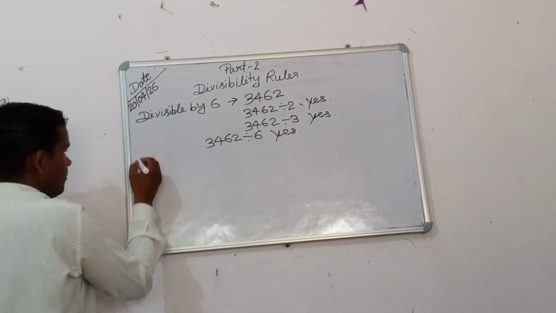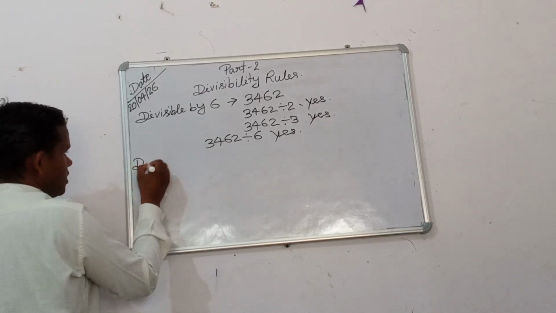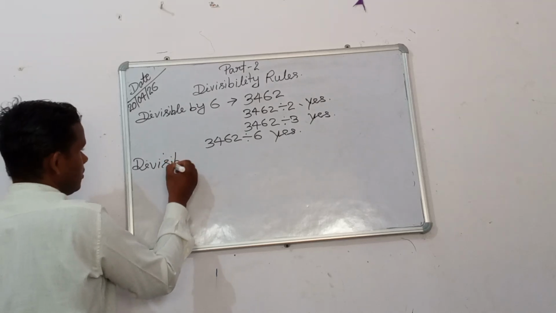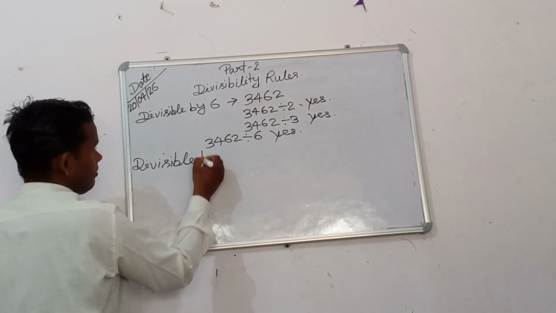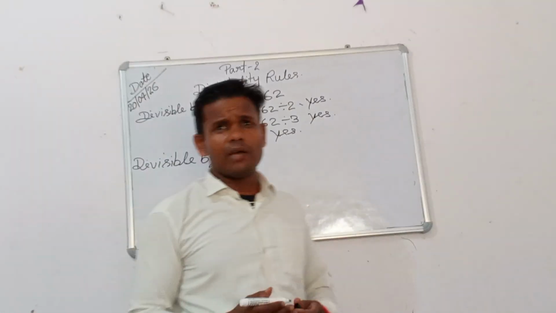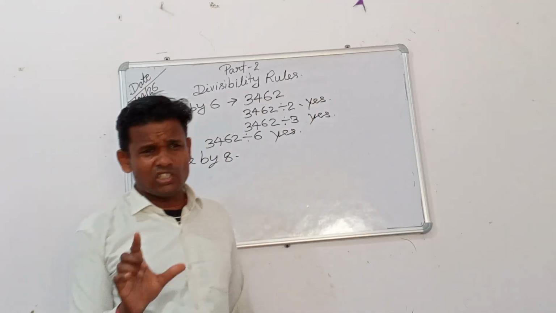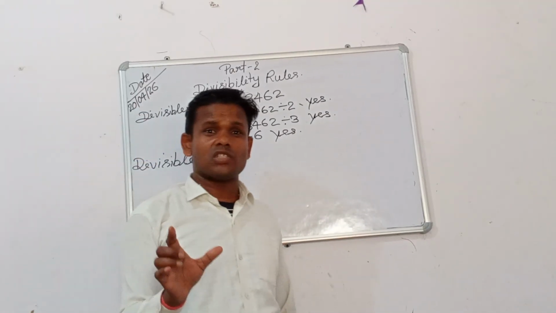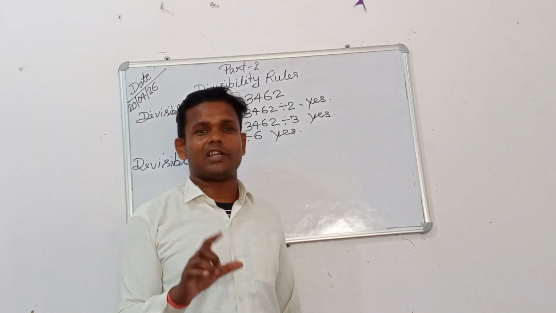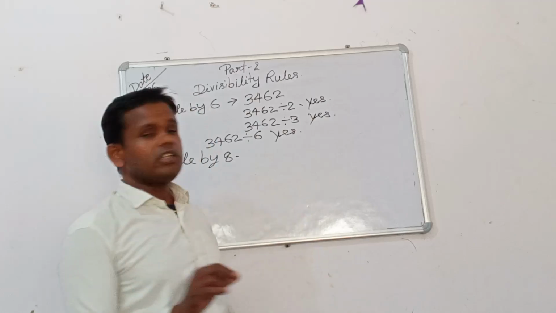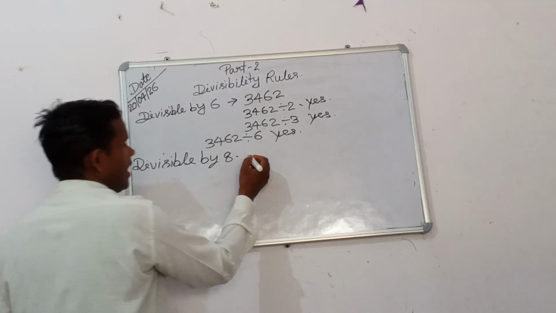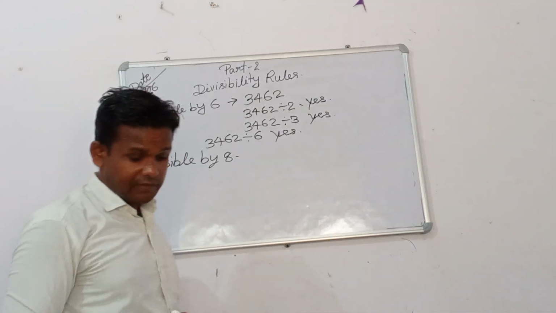It is clear. Here we try to understand divisibility by 8. Observe the number. If the last 3 digits of a number are 000, or the last 3 digits are completely divisible by 8, then the given number is completely divisible by 8. Here we take an example.